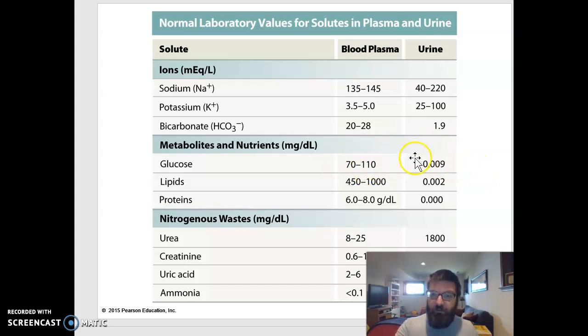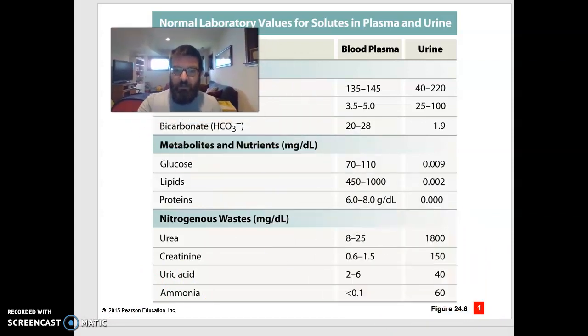Right? But in the urine, usually you're going to have almost no glucose. If you do have glucose in your urine, that's a sign that either you just ate a whole lot of cotton candy, or you might have something else wrong, like diabetes, where you have just so much sugar in your blood that the pumps that pump it back towards your blood from your filtrate are overwhelmed. Back here we have nitrogenous waste, right? We want very little of this in our bloodstream, and so we dump a lot of it in the urine.